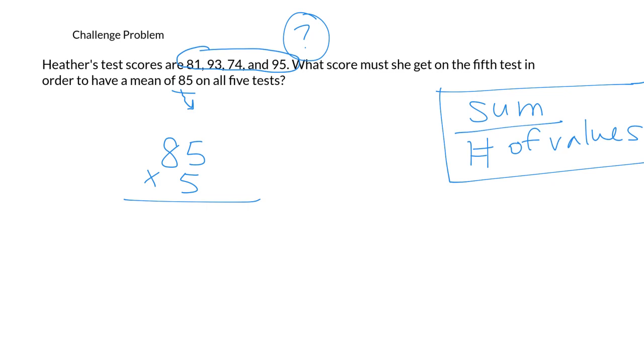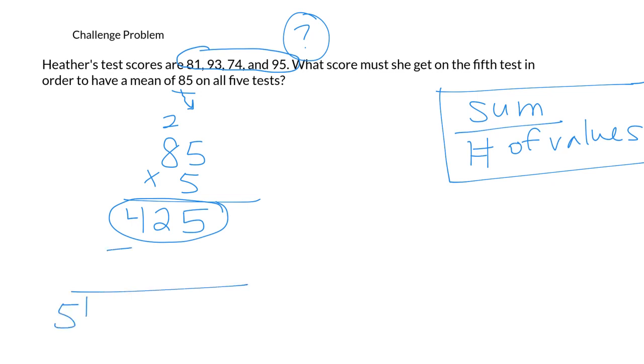I know that 5 times 5 is 25. And 5 times 8 is 40 plus 2 is 425. So this is her total value. This is what she would get on all 5 of her tests combined. I know that we don't have all of those, so it's kind of tricky to figure out, but what we're going to do is add up the 4 we know, and then we're going to subtract it from this, and what should be left over is that 5th test score.